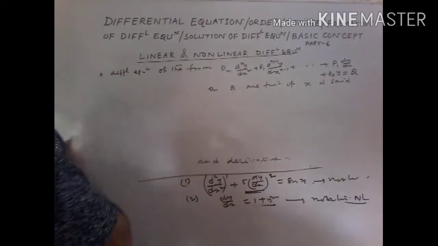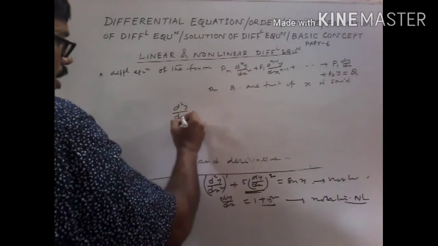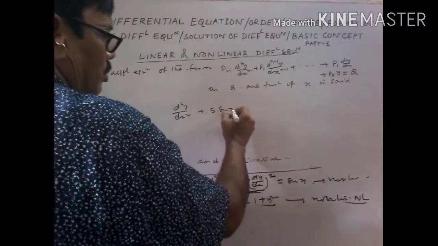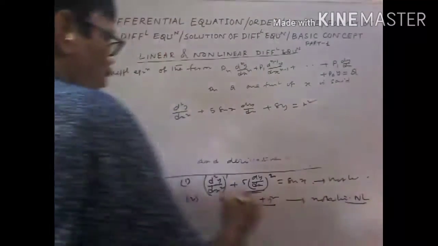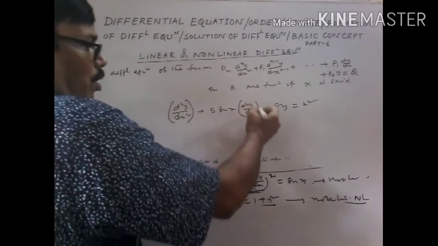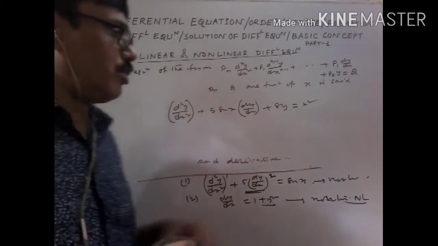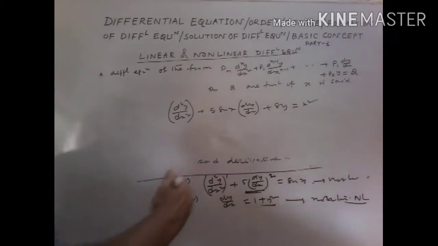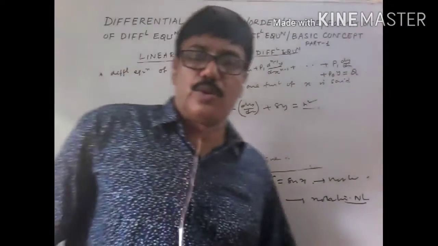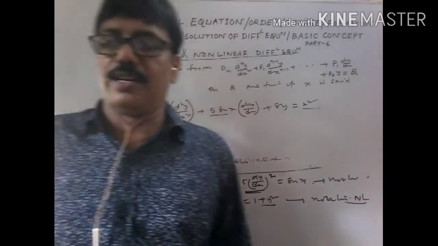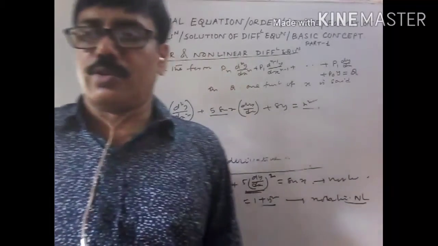What is linear? Look, this type: d2y/dx2 plus 5 sin x dy/dx plus 8y equals x square. Look, all powers are 1, so this is linear, and the coefficients are functions of x. x square is permissible. So, linear and non-linear differential equations.